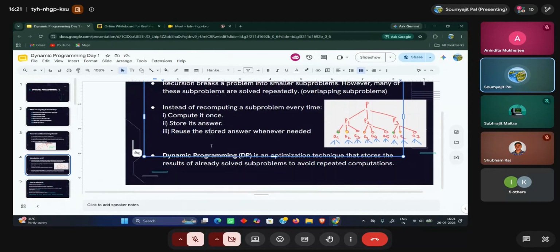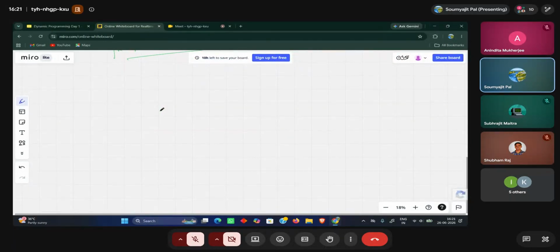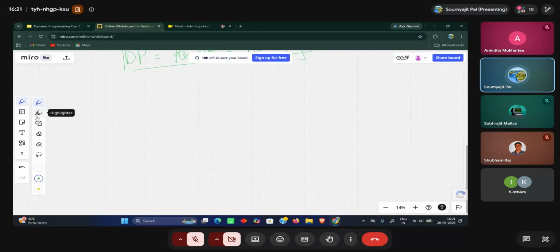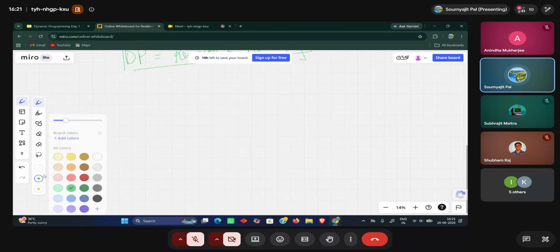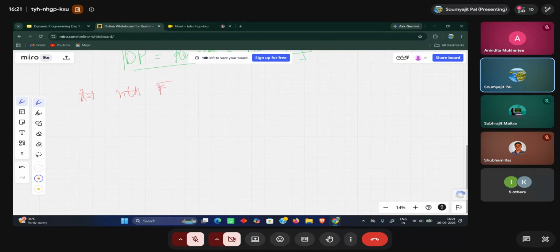So DP is that optimization technique that stores the results of some already solved subproblems. Okay, let us start with some problem. There's a famous problem known as the Fibonacci series. The problem is finding the nth Fibonacci number, right? So let's start with the brute force recursive algorithm.